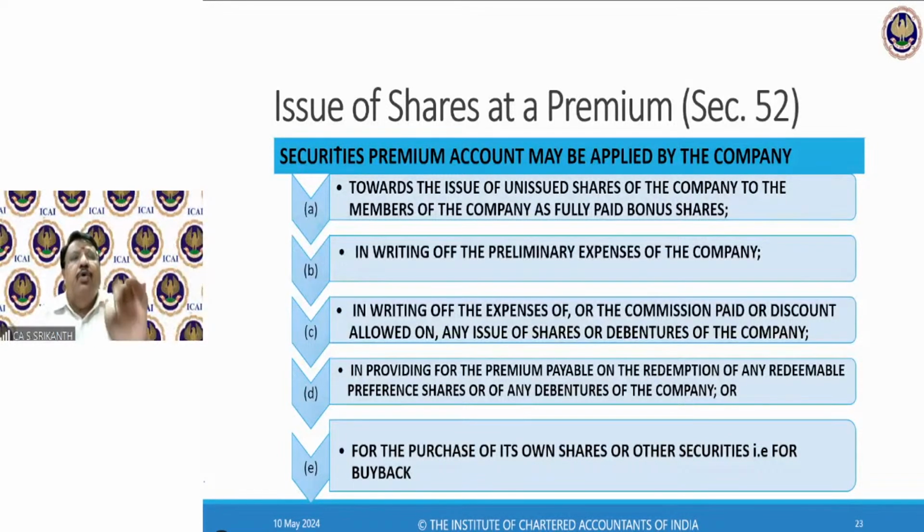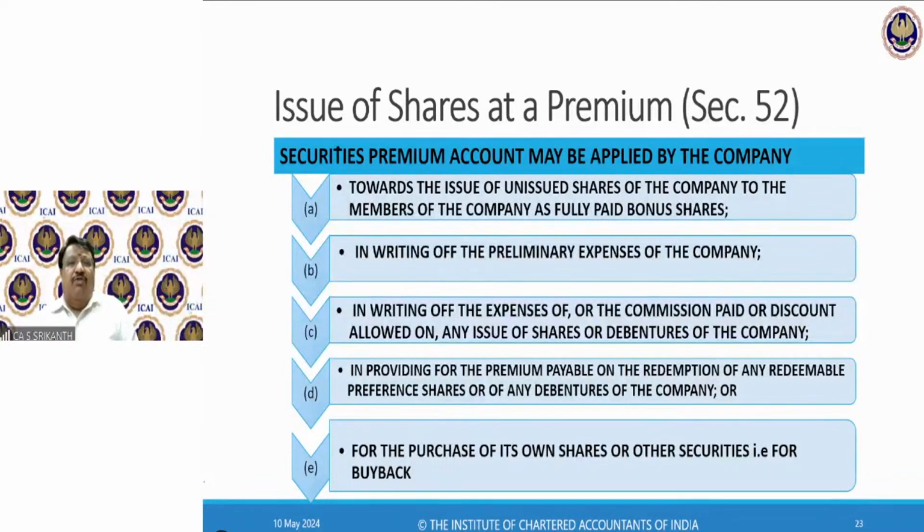Now, friends, securities premium account can be used only for the following 5 purposes. If you are a listed company, only 3. What are those matters for which you can use the securities premium account? One, you can issue unissued shares as fully paid up bonus shares. You can write off the preliminary expenses. If you are an unlisted company, less than 500 crores, you can write off the preliminary expenses. But if you're above 500 crores or a listed company, this you can't do.